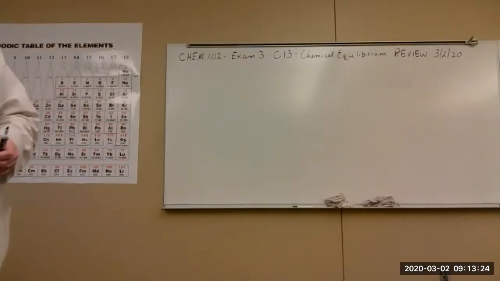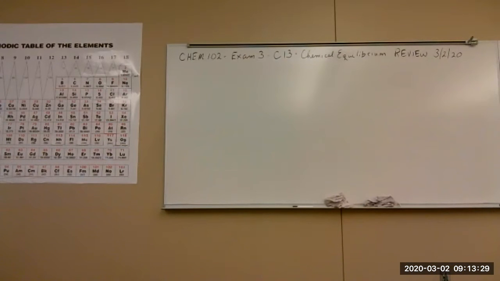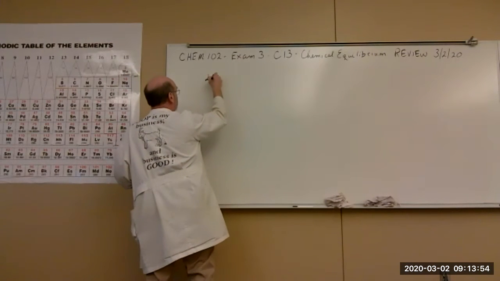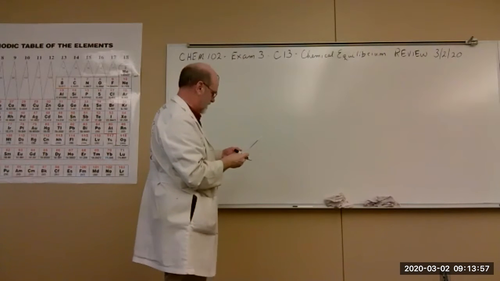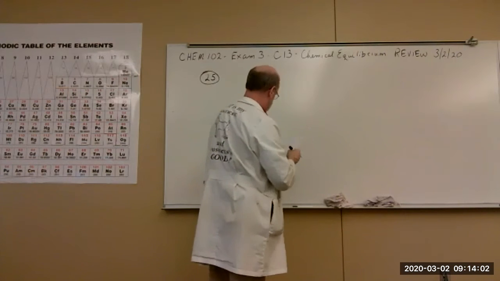That was 24. Okay, we'll keep going. 25. They're all calculation types. Let's see. Oh, it's another ammonia. Okay, here we go.